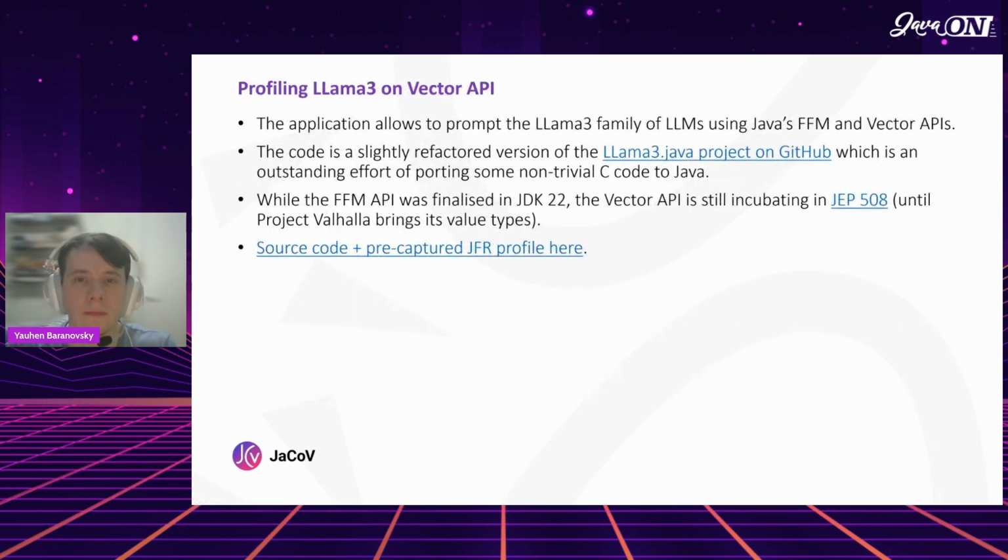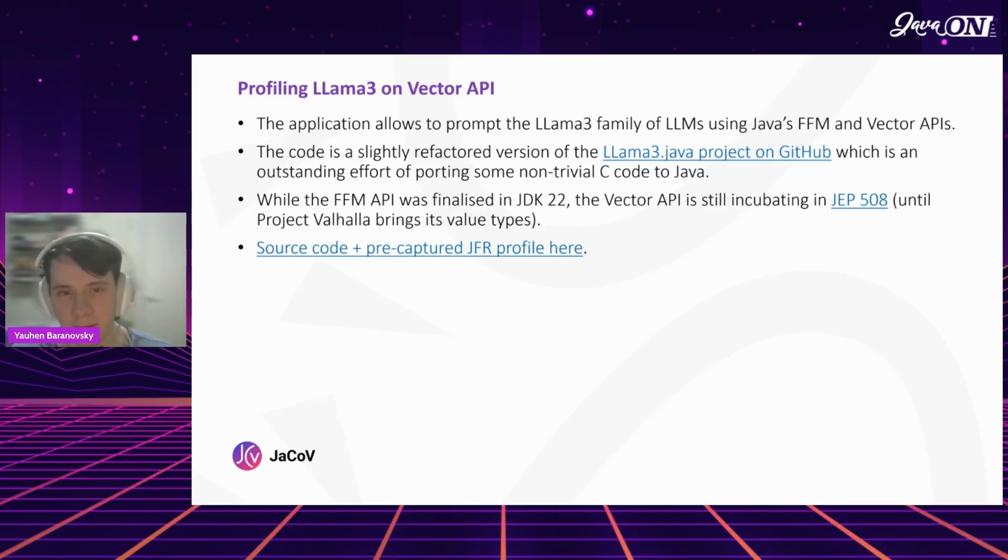The example was based on this llama3.java project from GitHub. So big cheers to the original author, who made an enormous effort of porting some C code to Java. And it's also interesting that this application leverages the FFM and Vector APIs under the hood to run the LLM efficiently.